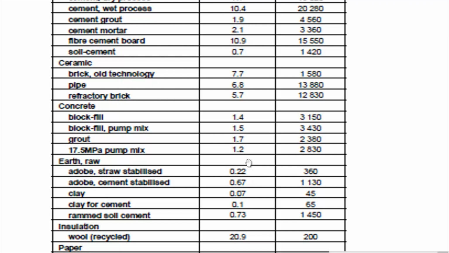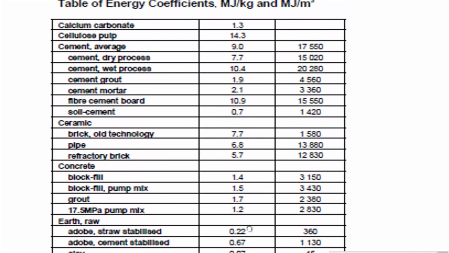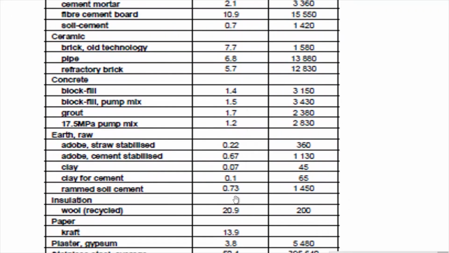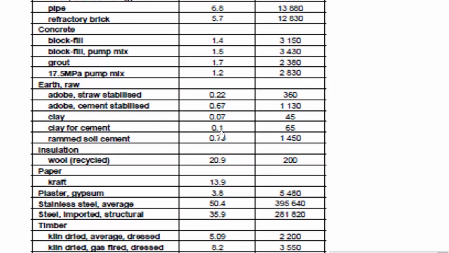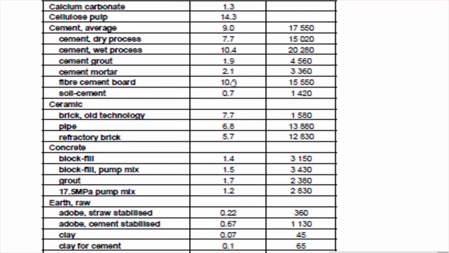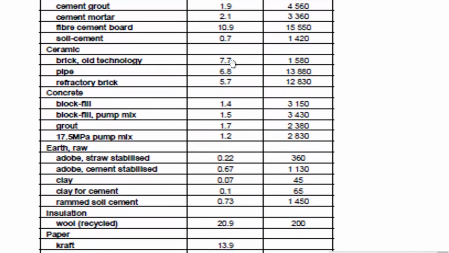If we use the earth, it gives a very lesser energy value. Less than 0.22, there is another component we have, clay. If we use clay, it gives a much greater reduction in terms of energy usage. It is 0.1 that it gives as a value. Rammed earth is also 0.73 in terms of megajoule per kilogram.